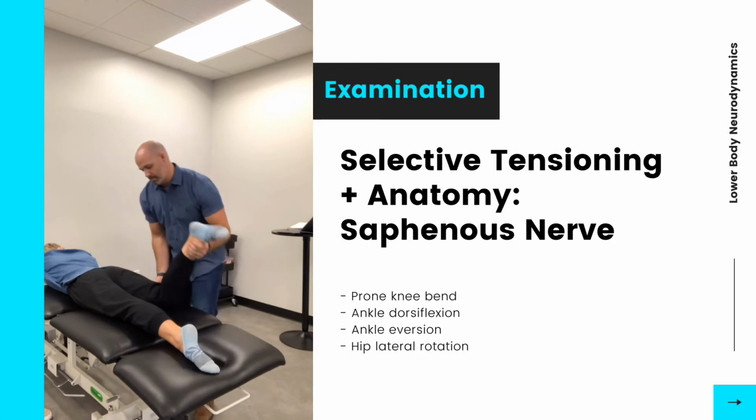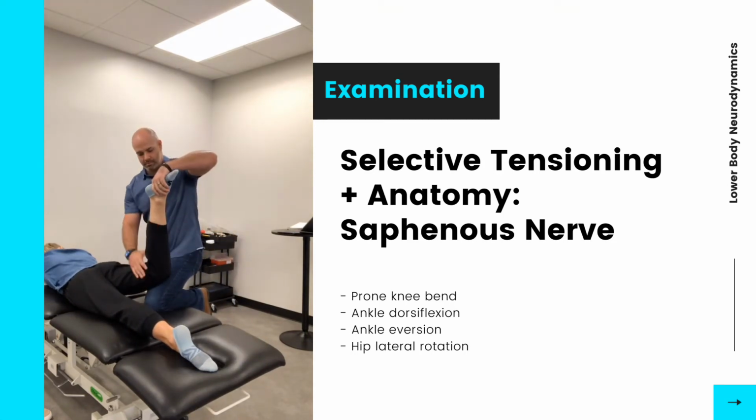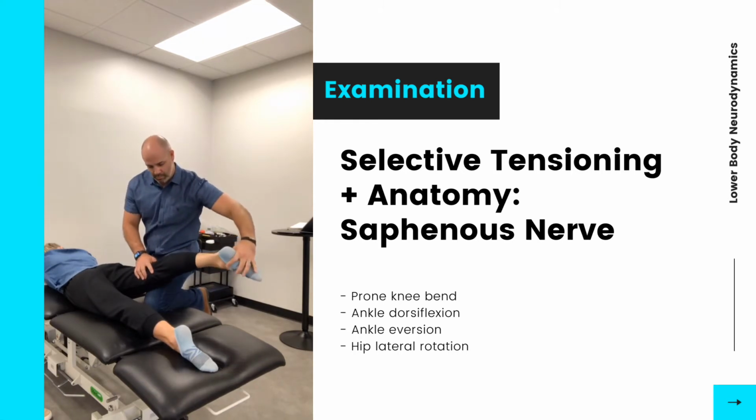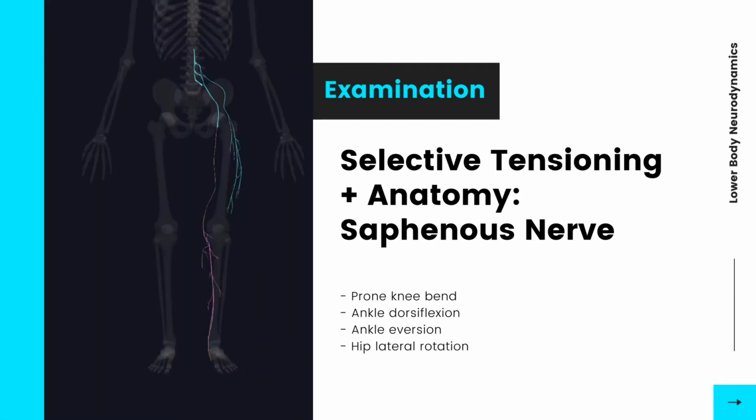In order to selectively tension the saphenous nerve, the patient's leg should be abducted and the hip extended. The flexed knee will be extended and the leg laterally rotated. The ankle should be everted and dorsiflexed. If we look at the anatomy, this makes sense.